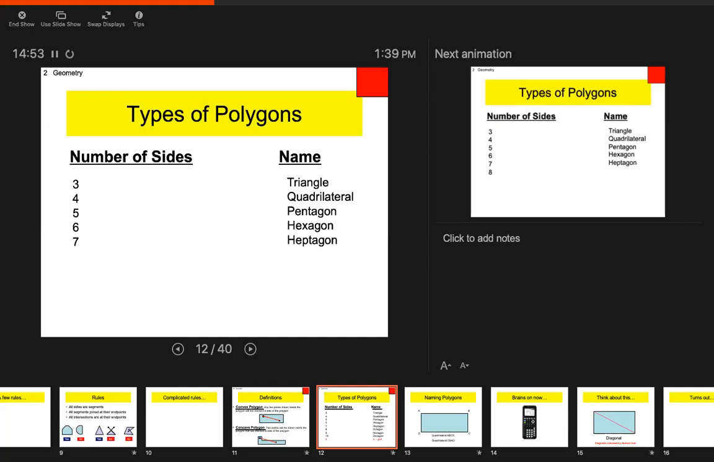8 is an octagon. It's a stop sign. 8, octagon. Yes, it is octagon. 9 is equally forgettable. It's a nonagon.